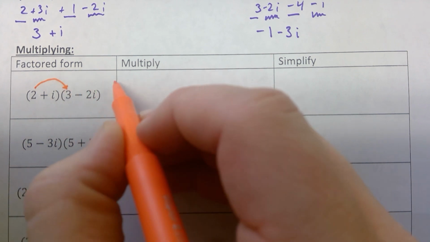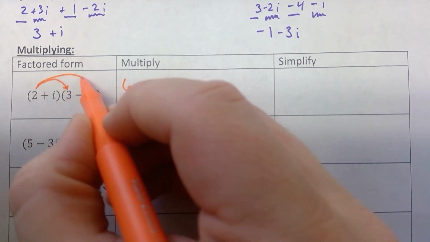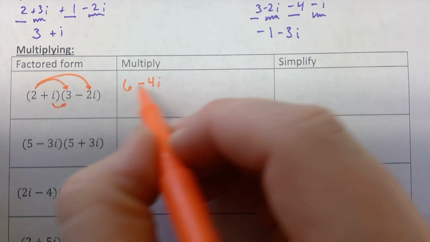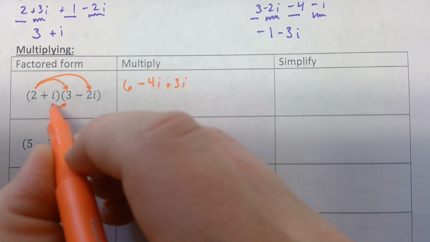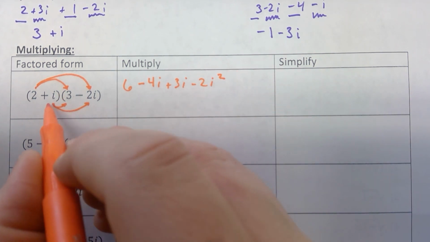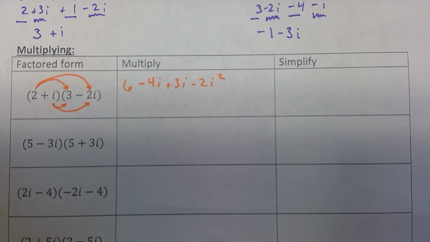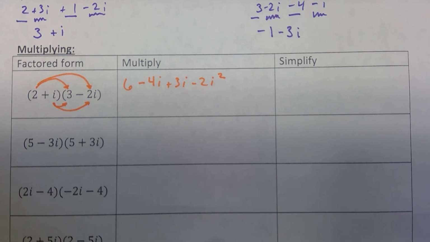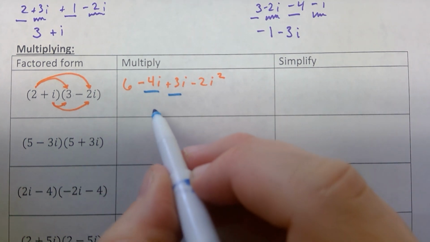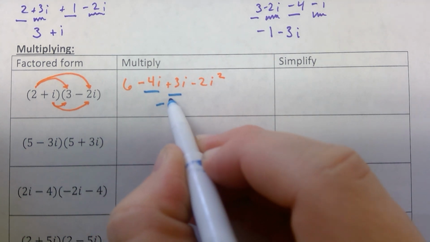So we go 2 times 3 gives us 6. 2 times -2i gives us -4i. i times 3 gives us 3i. i times -2i gives us -2i squared because we have i times i. Now before we simplify, a couple things we've got to take a look at. One is going to be our i's: we've got -4i and we have 3i, so that's going to give us -i.